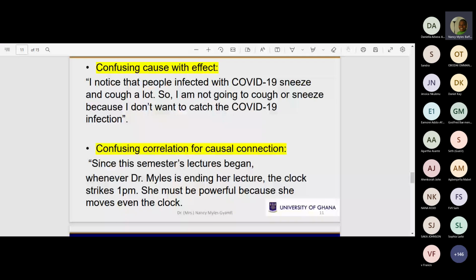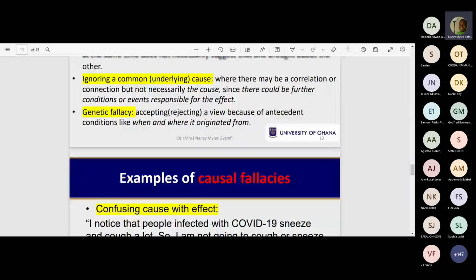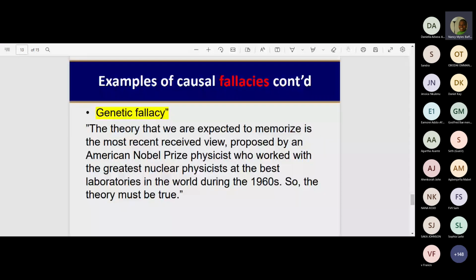We saw confusing cause with effect, non causa pro causa. We just saw post hoc ergo propter hoc: after this, therefore, because of this. That's how you take it. Then we saw ignoring a common underlying cause, ignoring or overlooking. Then the very last one, then I can say adios, is what?